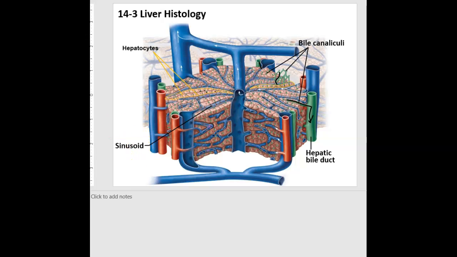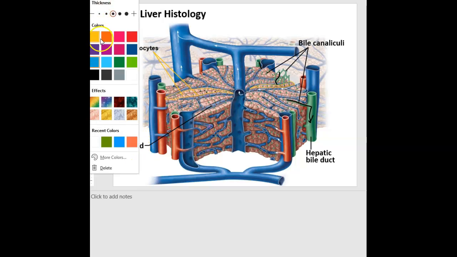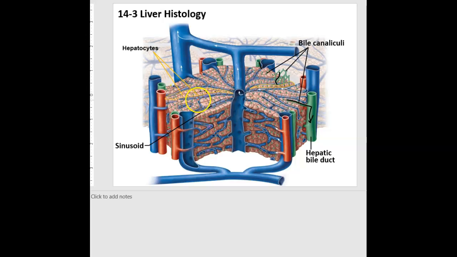In addition, this diagram shows some sinusoids, and those sinusoids are in between the plates of hepatocytes. These sinusoids are carrying blood in the opposite direction that bile flows, so the blood is going to go superiorly.